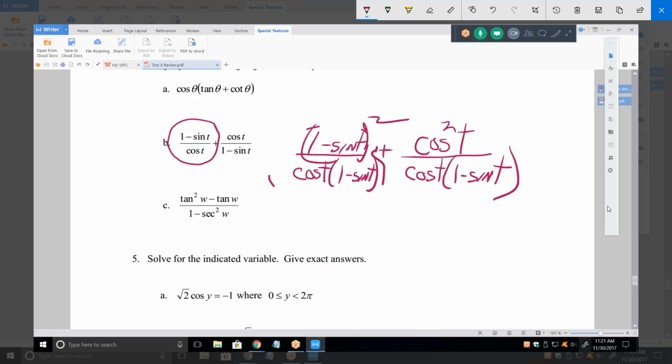Kind of like when you have two fractions. When you have two fractions that are being added or subtracted, you always have to find a common denominator. When you have something that's being squared in the numerator, you generally have to operate. You have to do that, square that. What do you get when you square it? Square 1 minus sine of t. 1 minus sine t squared. Nope. Foil it.